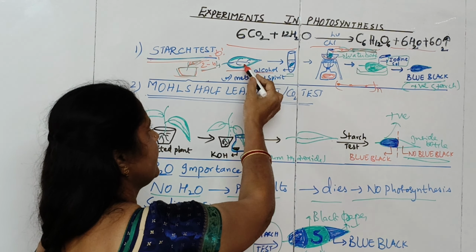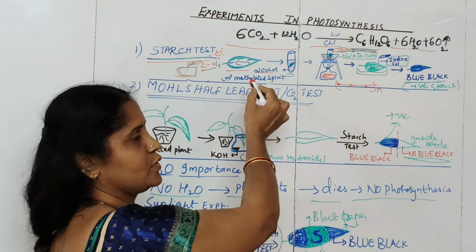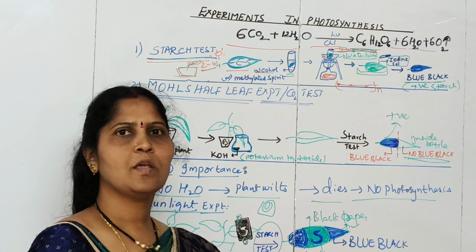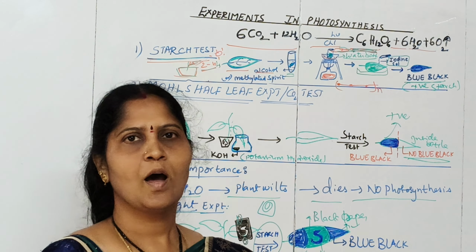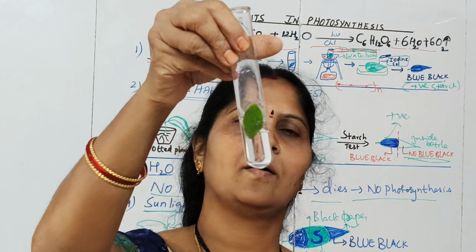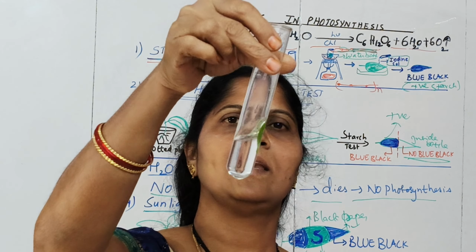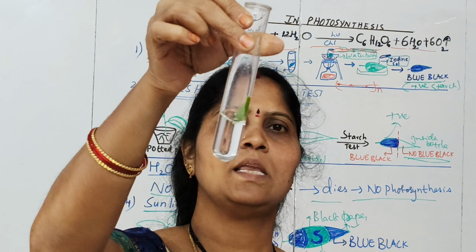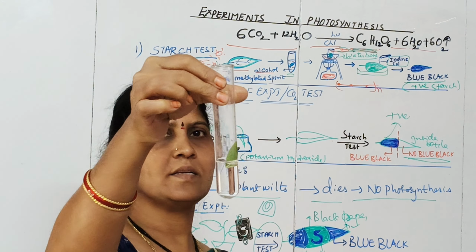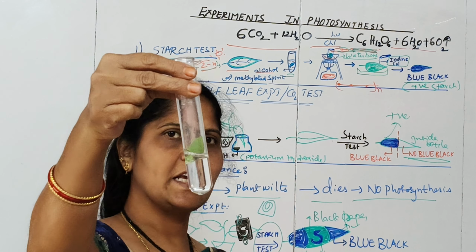So here we have taken the leaf after the period of photosynthesis, and we have put it in a test tube containing alcohol. I hope all of you know how a test tube looks. This is a test tube, and the alcohol will be colorless like this, and you will place your leaf inside the alcohol like this, and then we will carry out our experiment.